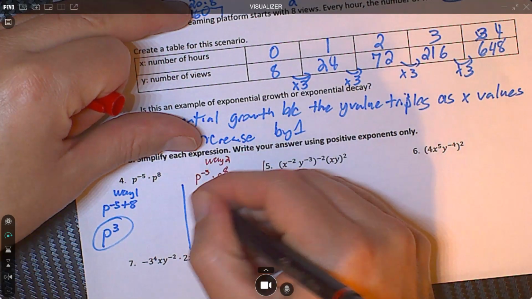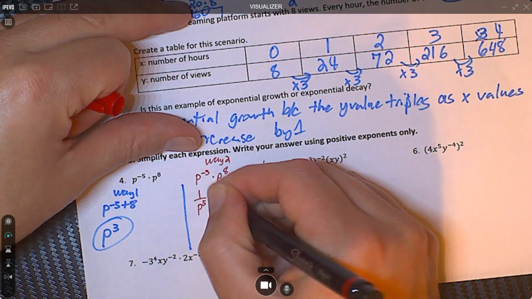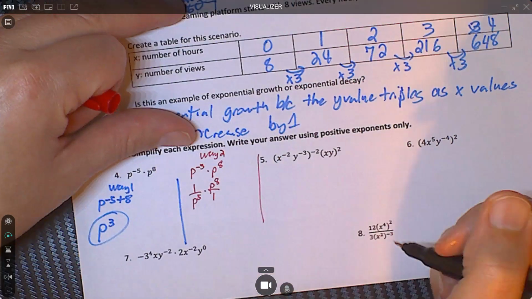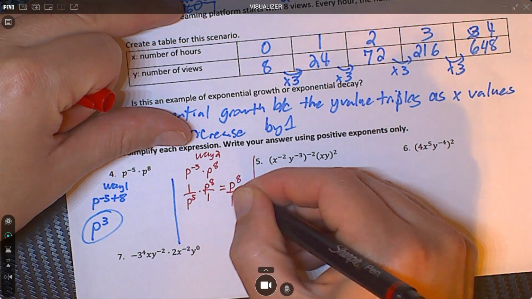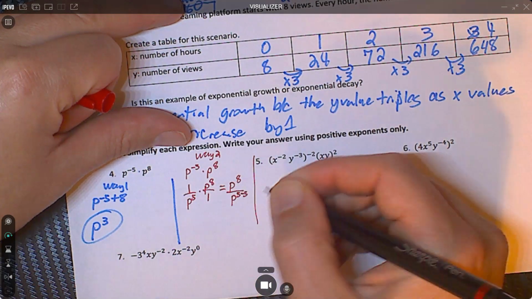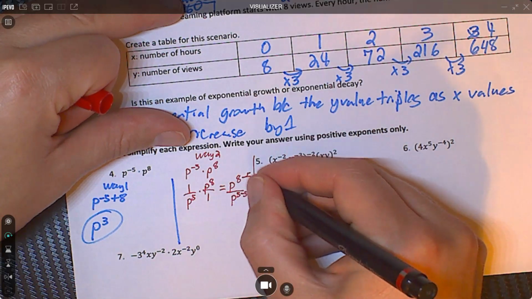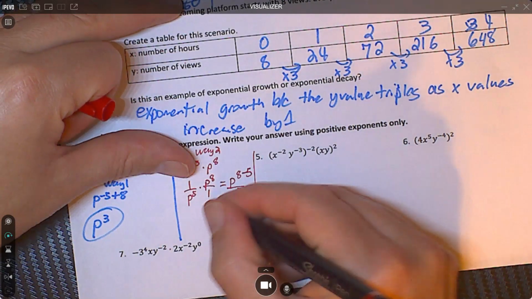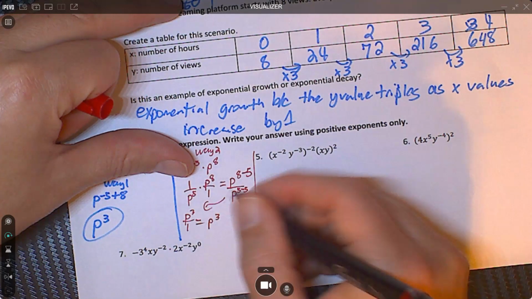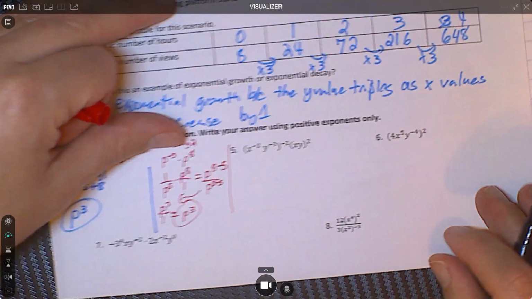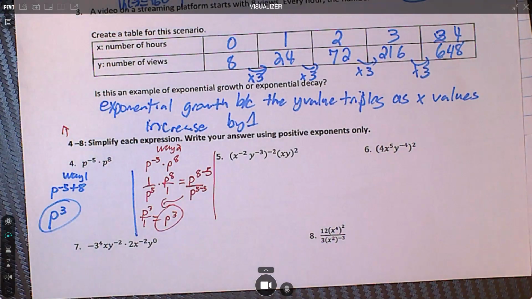This would be 1 over p to the 5th times p to the 8th over 1. This is a different way. P minus p is 0. So that'd be p to the 3rd over 1, which is just p to the 3rd. Okay, so this gets really dicey.